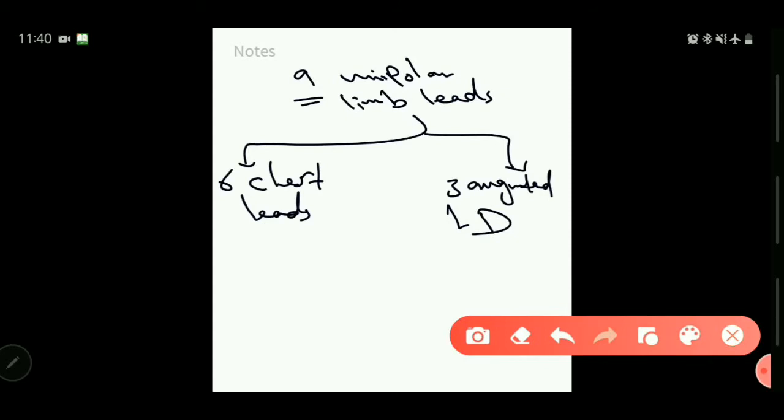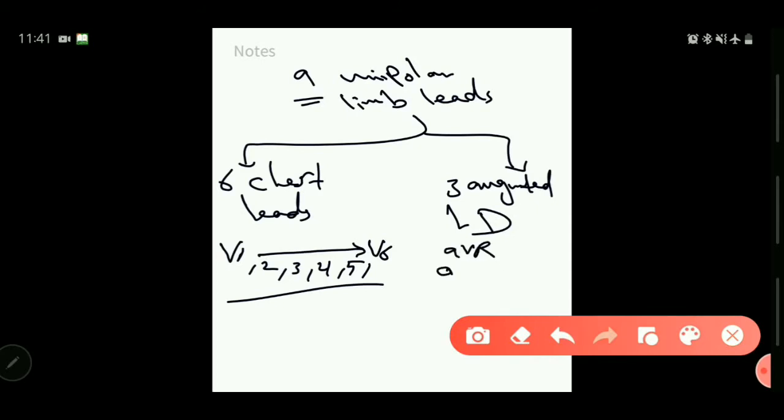The 6 chest leads are from V number 1 to V number 6: V1, V2, V3, V4, V5, and V6. Those are the 6 chest leads. The 3 augmented limb leads are aVR, aVF, and aVL. Those are the 3 augmented limb leads.